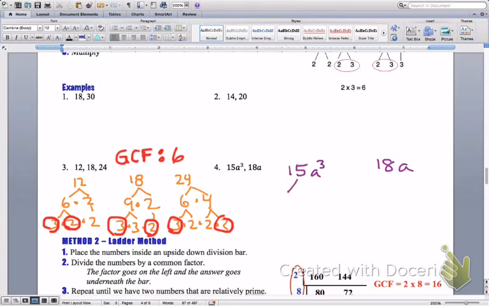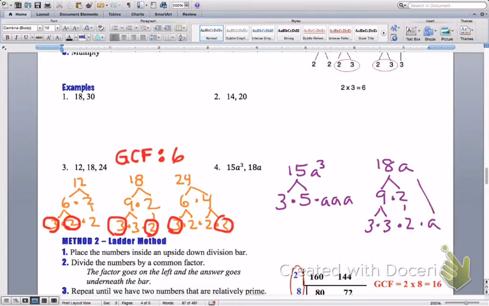So I'm going to break down the 15 to 3 times 5. Let's fix that 5 a little bit. And the a cubed is just 3 a's multiplied. 1, 2, and 3. The 18 is 9 times 2. We just did this one earlier. 3 times 3 times 2. And I'm just going to bring down my a in the back.